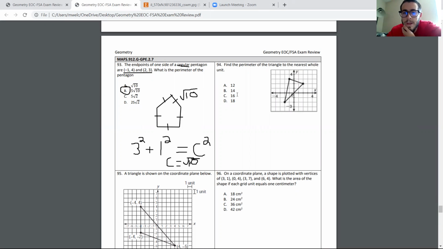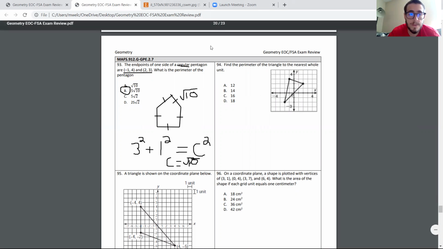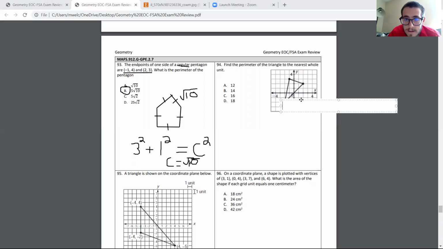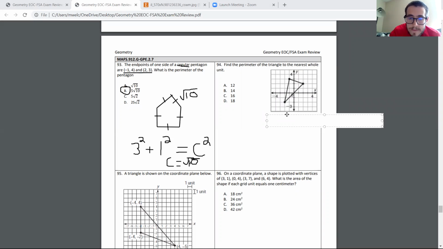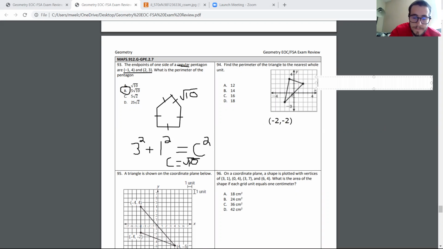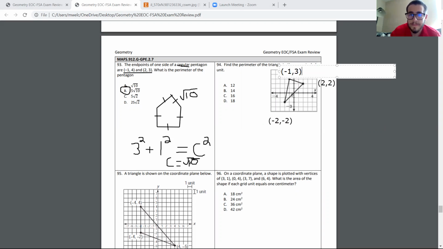That was short enough. Same thing, find the perimeter of the triangle to the nearest whole unit. So this is just distance, distance, distance, then add it up. So we have this first point here is at, let's see, (-2, -2). This point is at, looks like (2, 2). And this point, it looks like it's at (-1, 3). So we're just going to find the distance between these points.